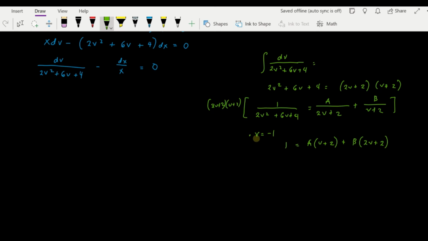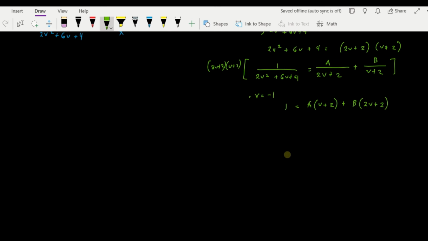So, dito natin gagamitin yung v equals negative 1. Okay. Substitute lang. So, we have 1 equals a times negative 1 plus 2 plus b times 2 times negative 1 plus 2. That is 1 equals a, negative 1 plus 2 is 1. A times 1 plus b, negative 2 plus 2, 0. Therefore, a is equal to 1. 0 na to, so a times 1 is a equals 1. So, may a na tayo.